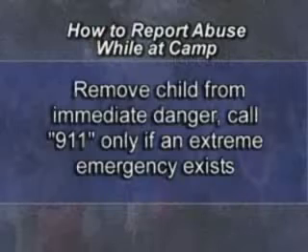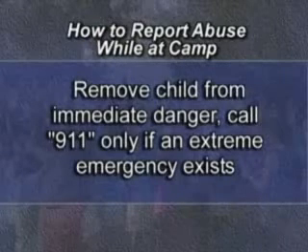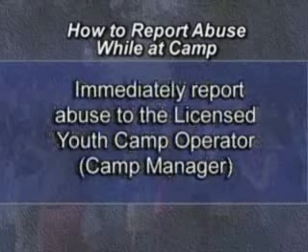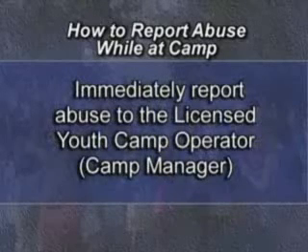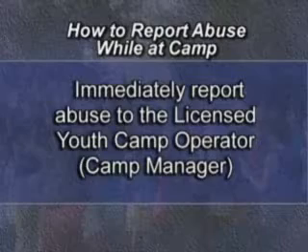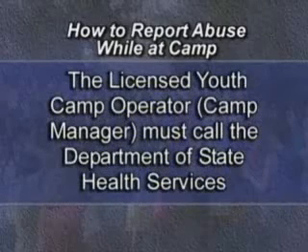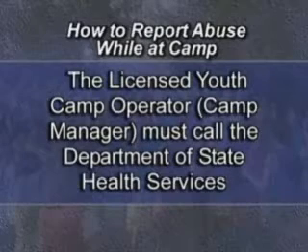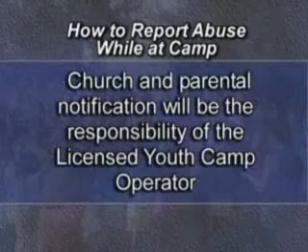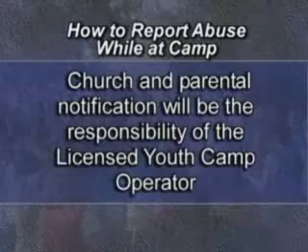How to report abuse while at camp. Remove child from immediate danger. Call 911 only if an extreme emergency exists. Immediately report abuse to the licensed youth camp operator. The licensed youth camp operator must call the Department of State Health Services. Complete an incident report form gathering as many details as possible. Church and parental notification will be the responsibility of the licensed youth camp operator.